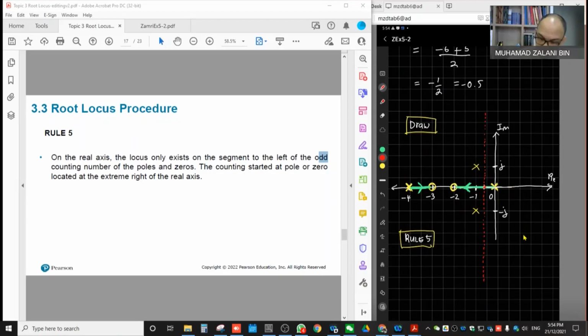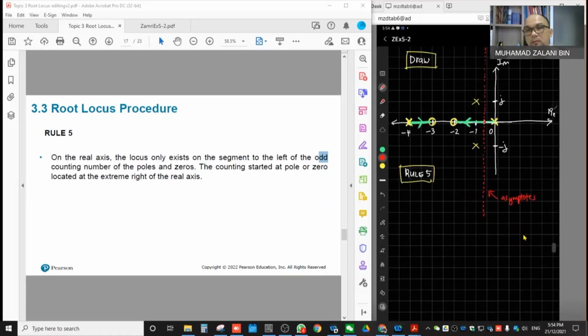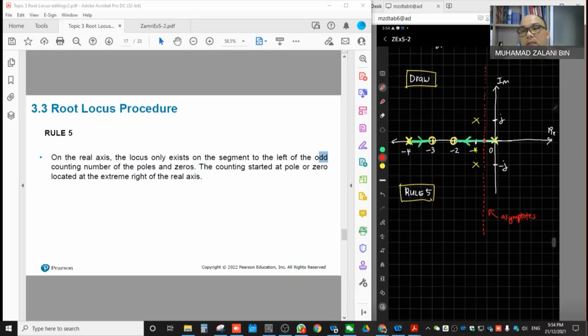So that is the asymptotes. I do not write anything on this to show you the angle of asymptotes, I hope you all know, otherwise it will be messy. Okay, so we have drawn the asymptotes.